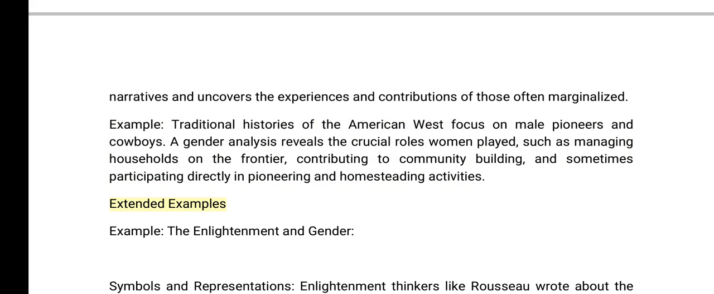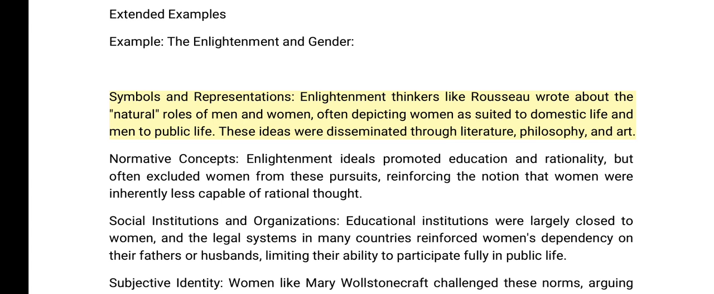Extended examples. Example. The Enlightenment and gender. Symbols and representations. Enlightenment thinkers like Rousseau wrote about the natural roles of men and women, often depicting women as suited to domestic life and men to public life. These ideas were disseminated through literature, philosophy, and art.